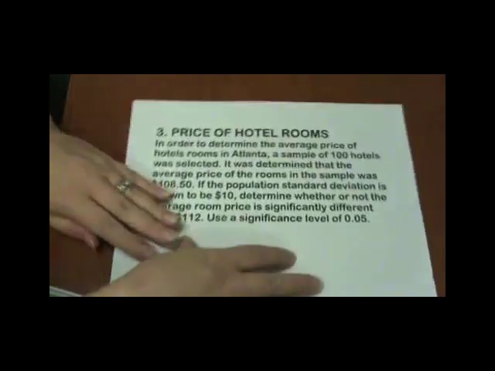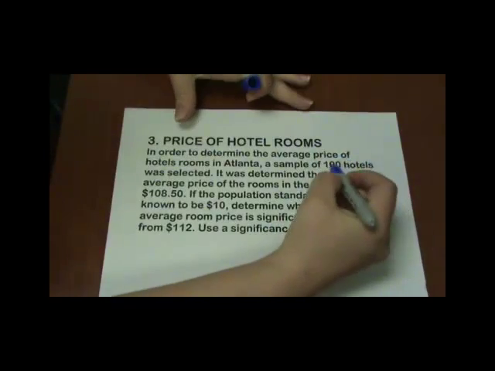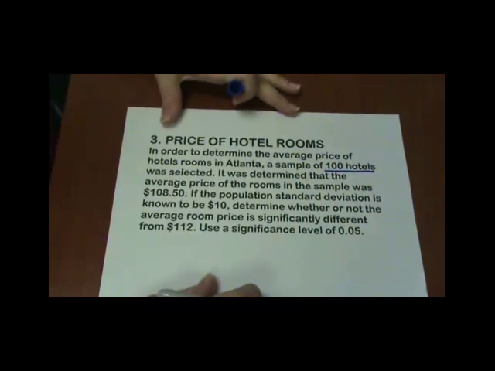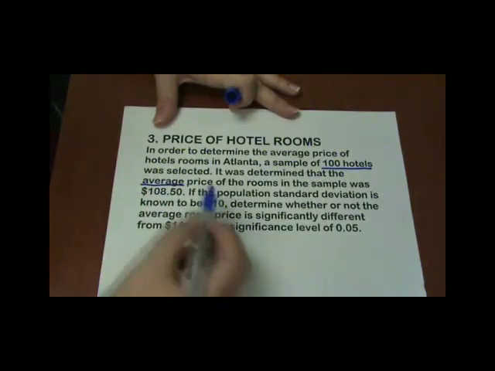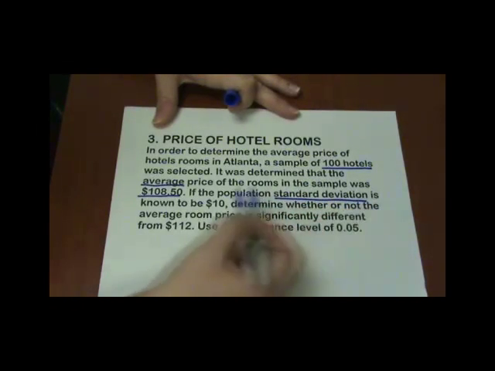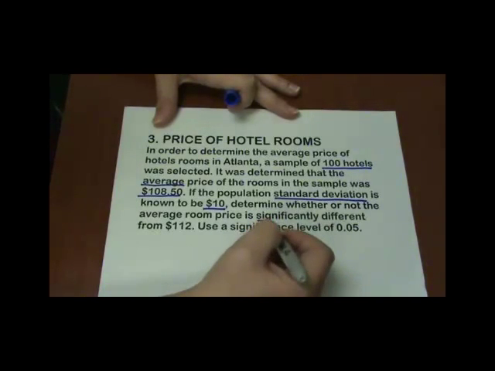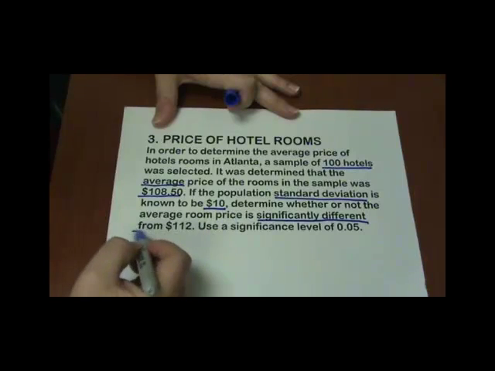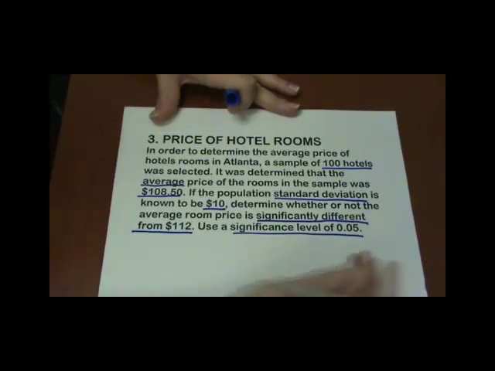Alright, here is the third problem. Price of hotel rooms. In order to determine the average price of hotel rooms in Atlanta, a sample of 100 hotels was selected. It was determined that the average price, remember average means mean, in the sample was $108.50. If the population standard deviation is known to be $10, determine whether or not the average room price is significantly different from $112. Use a significance level of 0.05.